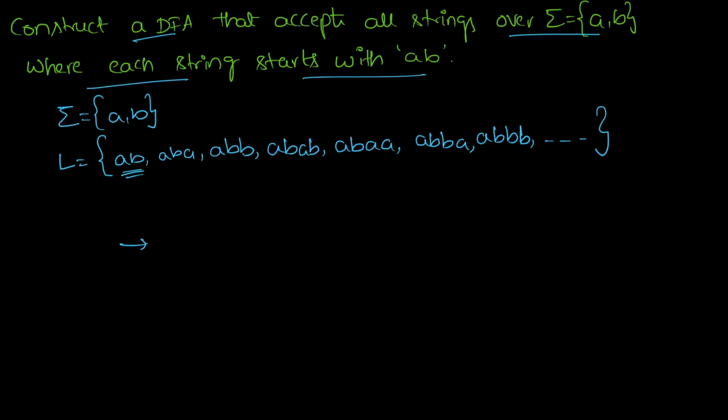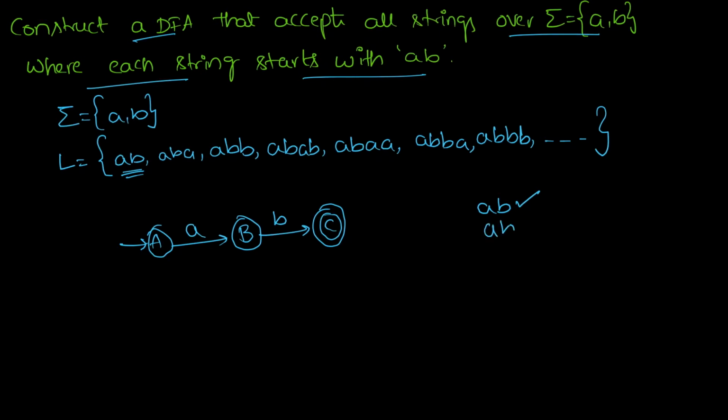Let's consider the minimal string and try to construct the DFA for accepting this string. For a DFA, we start with an initial state A. On seeing symbol A, we move to state B. From state B, on seeing symbol B, we move to state C, which is a final state. So the string AB is accepted.